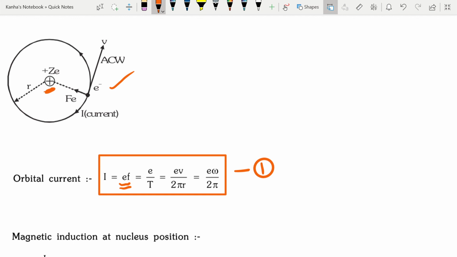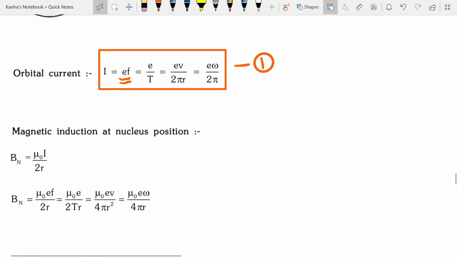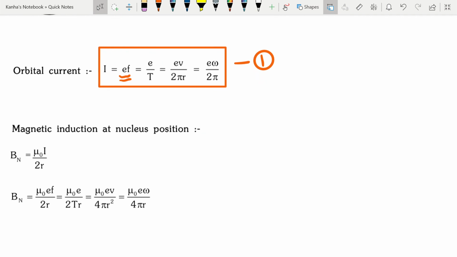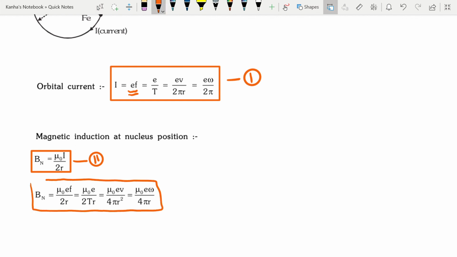Now because it's a current associated with a loop, we will have a magnetic induction due to it. So the magnetic induction at the nucleus position is basically the magnetic field at the center of this current loop. We already know the formula for the magnetic field at the center of a loop carrying a current. That is given by mu naught I by 2r. Okay, and we can easily write this in terms of other factors such as the frequency of oscillation, the radius, the velocity, and the angular frequency.